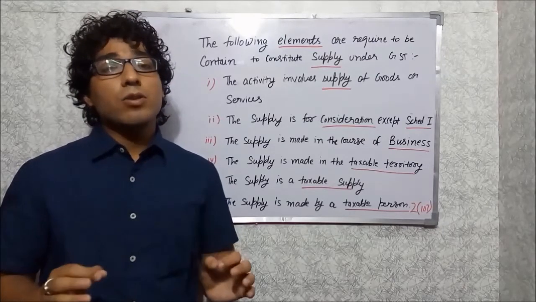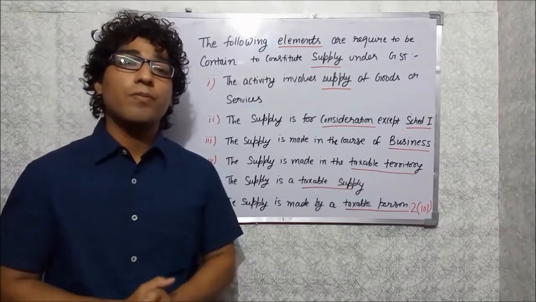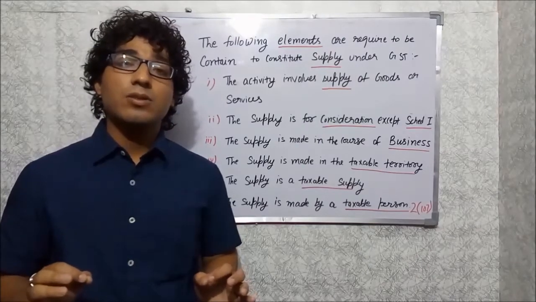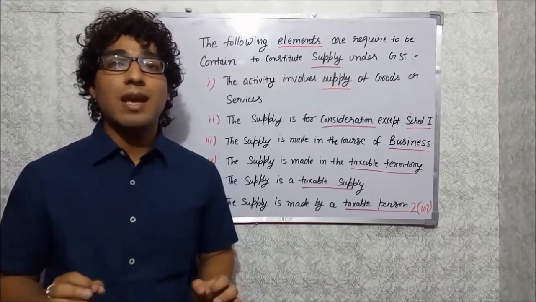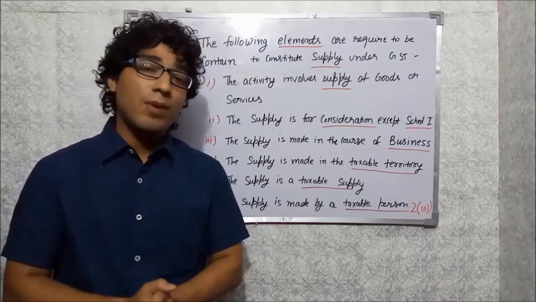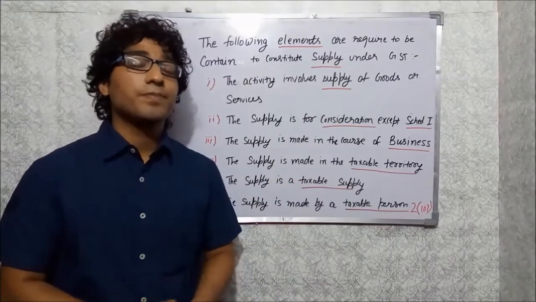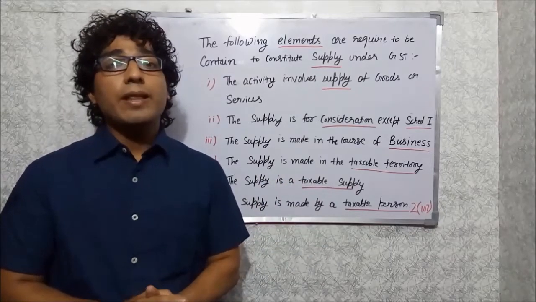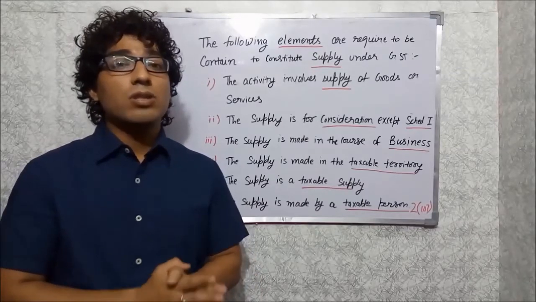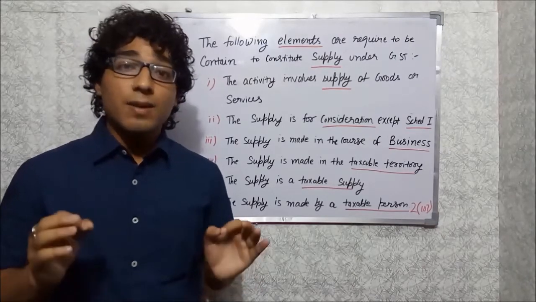And a charitable institution which helps the needy for the betterment of society is also not a supply, because it doesn't involve business. So any activity which doesn't involve business, like personal use or the activity of a charitable institution, will not be a supply of goods or services under GST. And the supply is made in the taxable territory. Taxable territory is India. So the supply should be within India before we can say that it is a supply under goods and services.